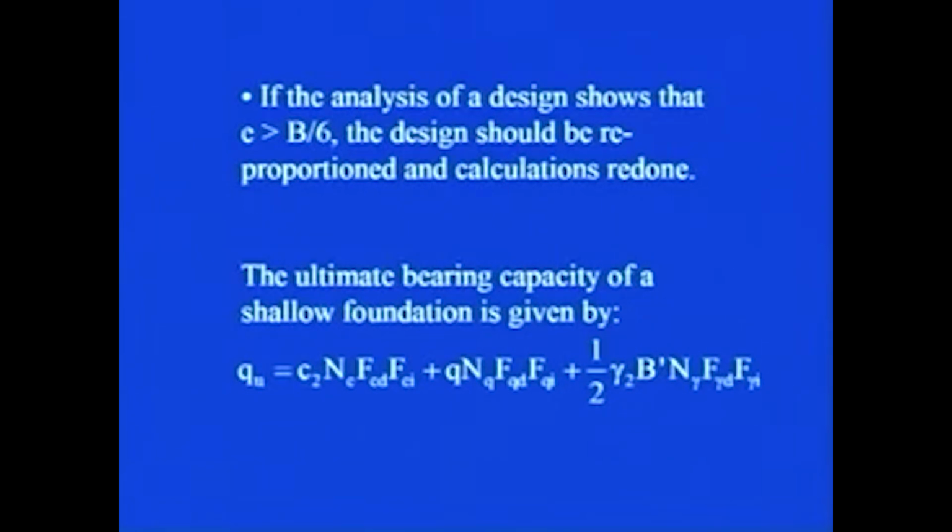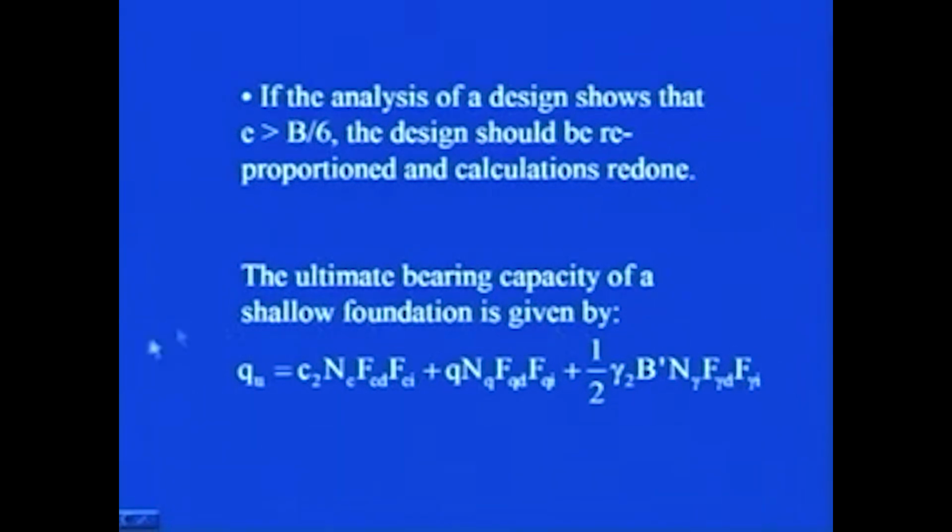Then, in the shallow foundation chapter, you have already studied how you can find out the ultimate bearing capacity of the foundation, which I am giving you for reference purposes. This way you can find out your QU. So, QU is equal to C2 NC FCD FCI plus Q NQ FQD FQI plus half gamma 2 B prime N gamma F gamma D F gamma I.